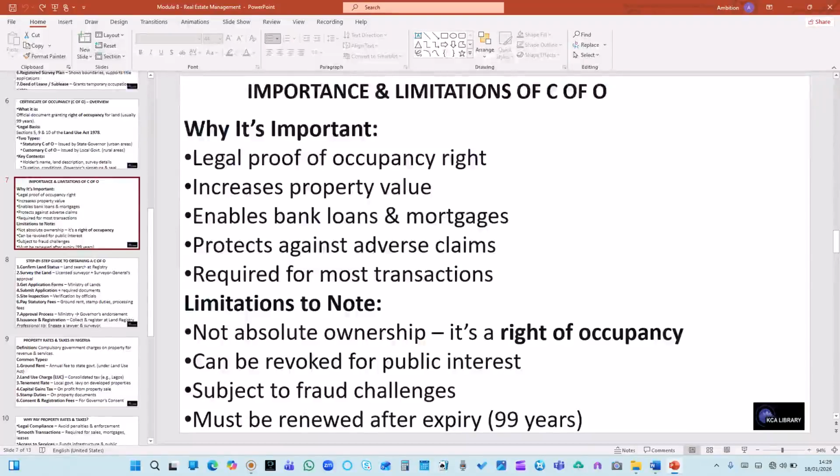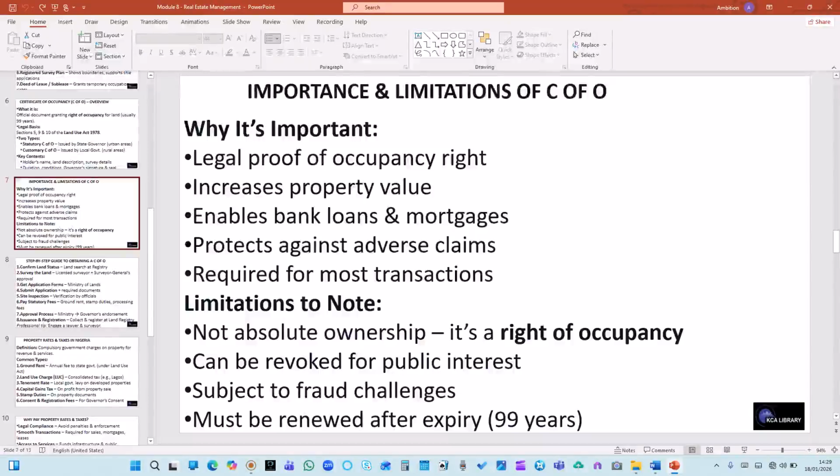Number four, it protects against adverse claims. So it can protect an individual from unhealthy claims by fraudsters. Then number five, it is required for most transactions. So C of O is a prerequisite for most real estate transactions. Limitation to note is that it is not absolute ownership. That is to say, C of O does not grant one an absolute ownership. It is just a right of occupancy for a specified period of time.